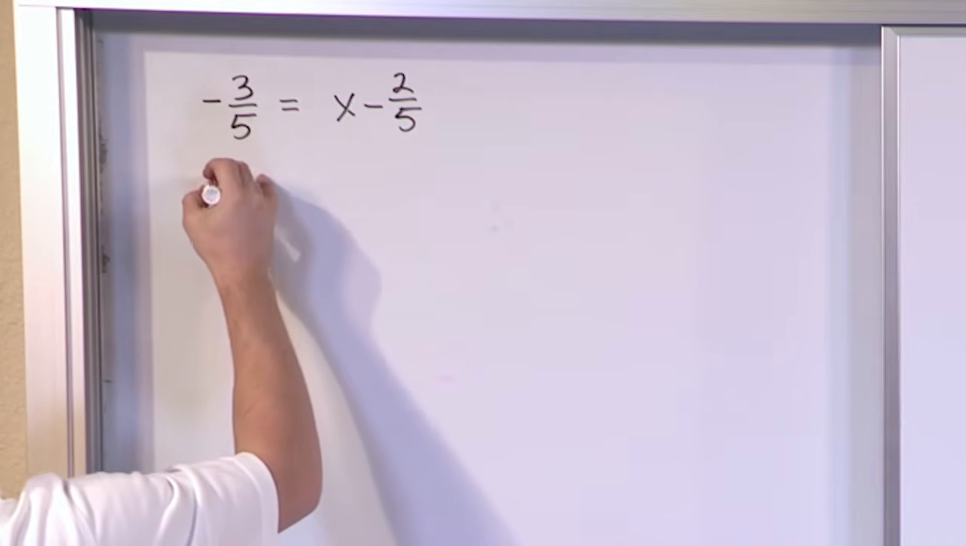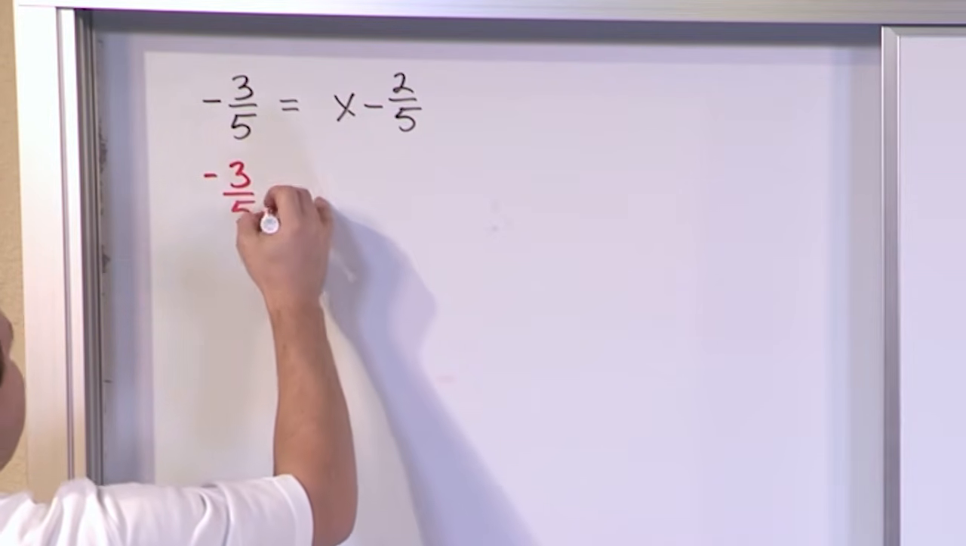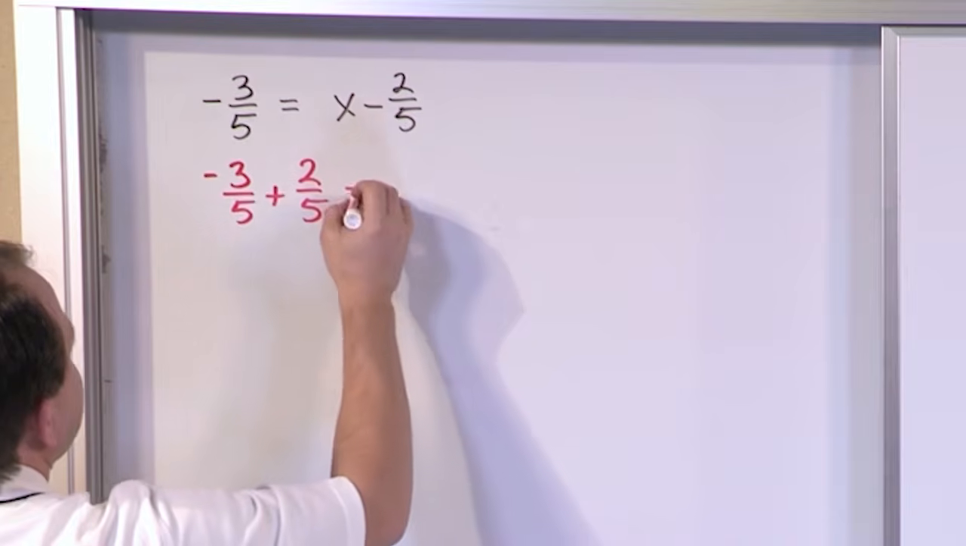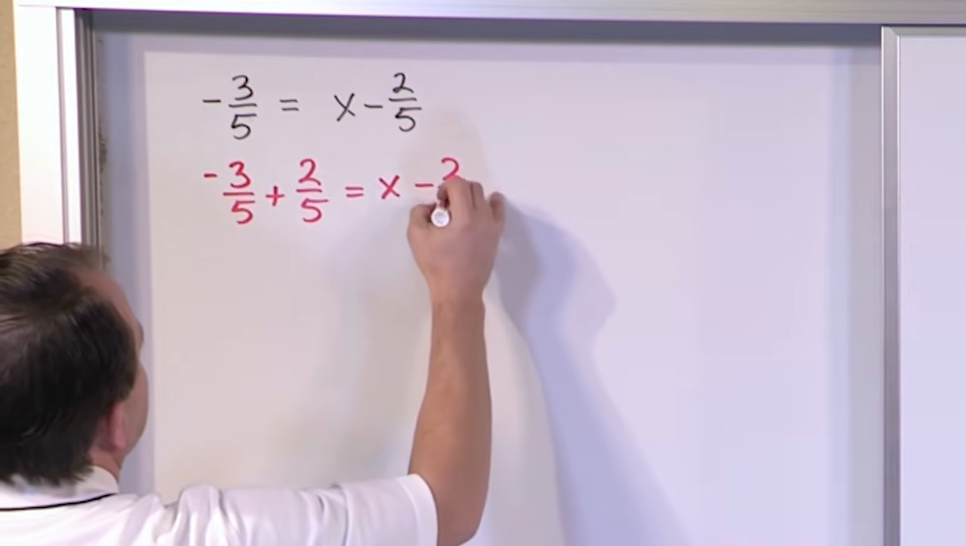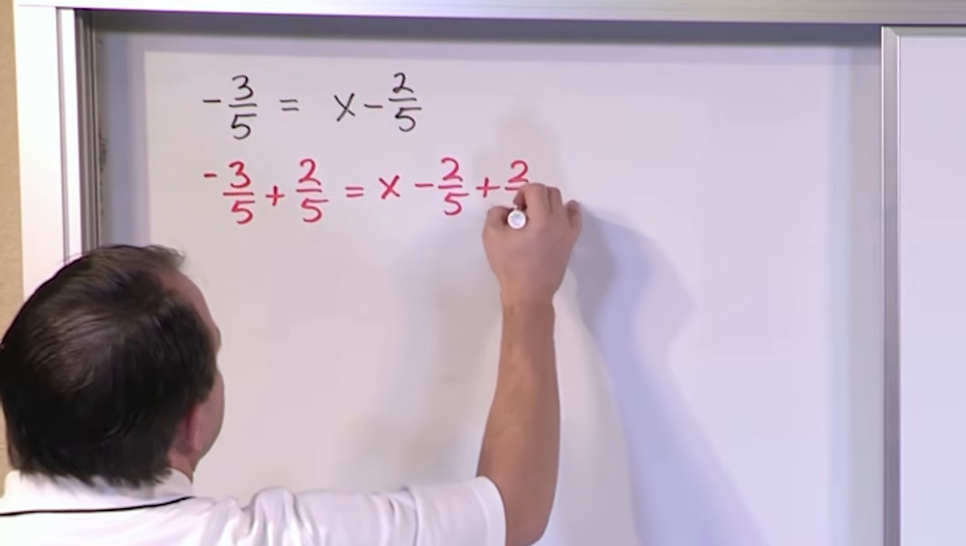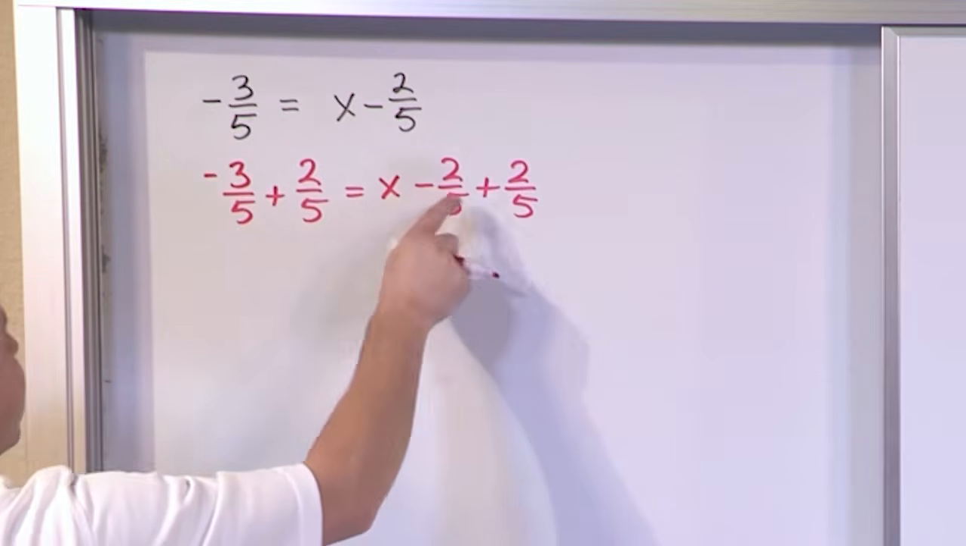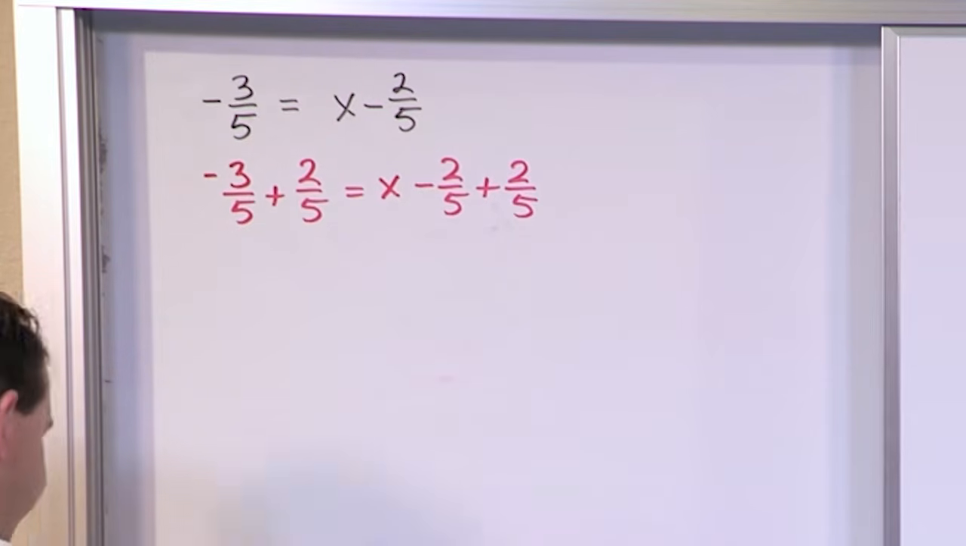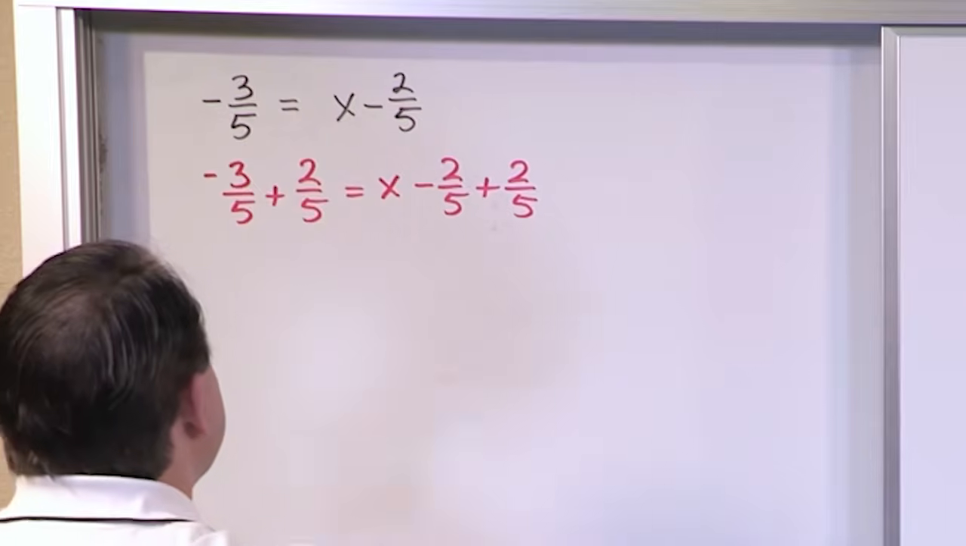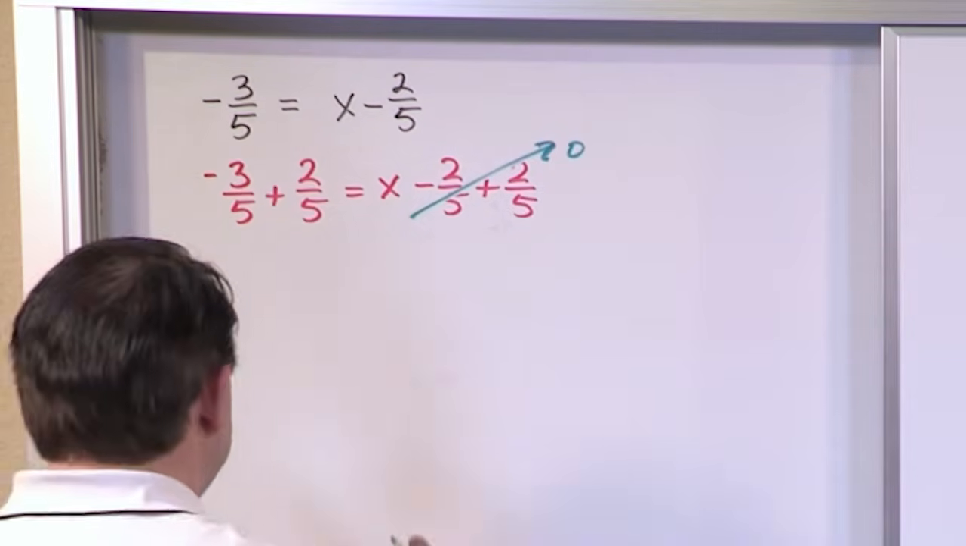So on the left, we'll have negative 3/5. We're adding 2/5 to the left, and we're adding 2/5 to the right. We're doing the opposite of subtraction. We're doing addition to get rid of it. And the reason we're doing that is because this is going to disappear. It's going to go to 0.